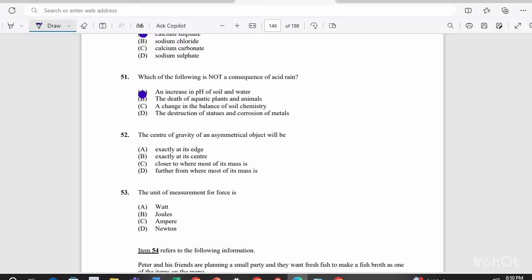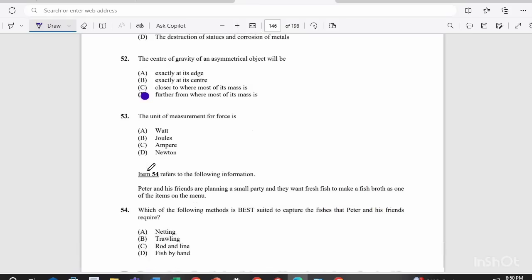Question 52. The center of gravity of an asymmetrical object will be A. Exactly at its edge, B. Exactly at its center, C. Close to where most of its mass is, or D. Further from where most of its mass is. The answer there is D. Further from where most of its mass is.